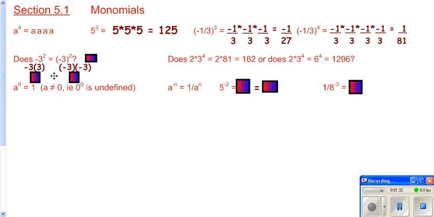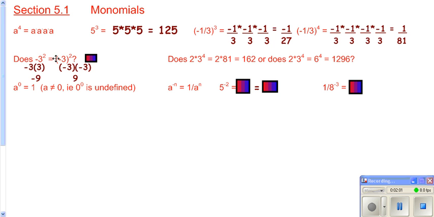So let's see if these are equal. If we look at what each one of these means, the one on the right, since it's a negative 3 in parentheses all squared, means a negative 3 times a negative 3, which you know would be a positive 9. The one on the left, the exponent only applies to the 3. It does not apply to the negative. So it's really a 3 times a 3 with a negative in front, and that's what we have here. Well, when you multiply that together, you get a negative 9.